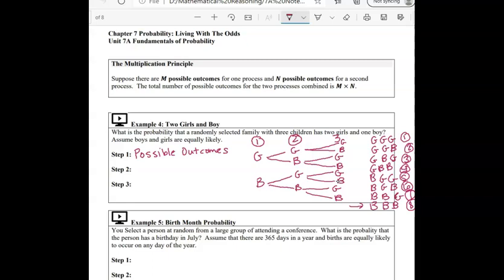So step number 2, of these 8 possible outcomes, 3 have 2 girls and 1 boy. So we need to find what we're looking for in the problem. We wanted to know which one has 2 girls and 1 boy.